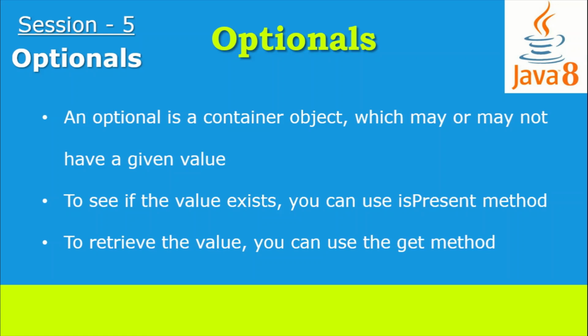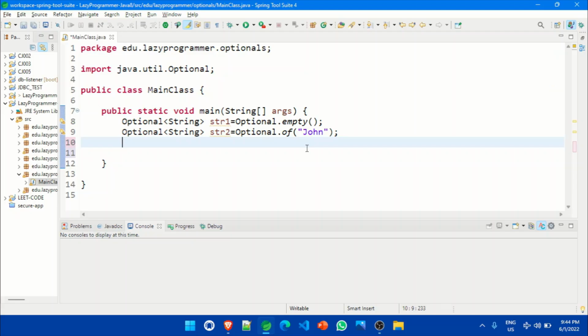Now let's take a look at how these actually work with a coding example. Here we have two optionals. The first one is empty, containing null or nothing, and the second optional contains the data, in this case the string John. We represent an optional with the Optional data type built into Java, and then the angle brackets, with the data type that the optional may contain, which is String in this case.